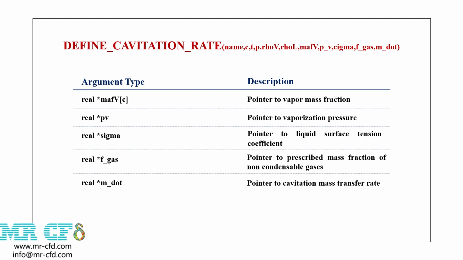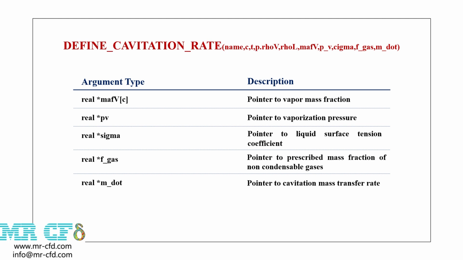The seventh argument is a pointer to the vapor mass fraction. The eighth argument is a pointer to the vapor pressure, also known as the evaporation pressure. The ninth and 10th arguments are pointers to the liquid surface tension coefficient and the mass fraction of non-condensable gases, respectively. Finally, the 11th argument is a pointer to the cavitation mass transfer rate, which is also known as the cavitation rate.